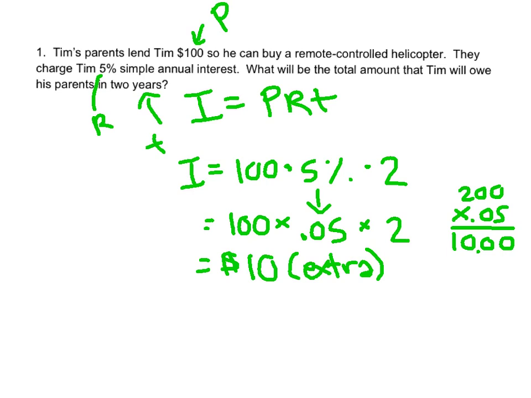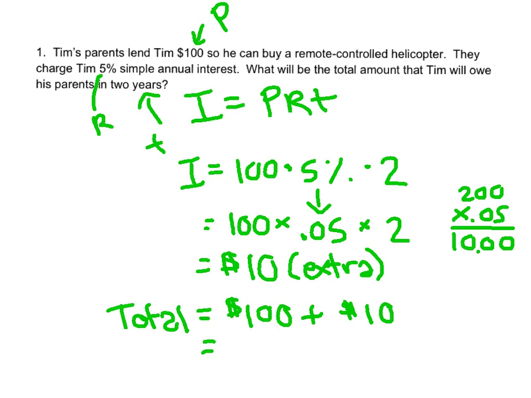But that doesn't answer the question of how much he will have to pay them total. So total, you'll have to rewrite a new equation, which will be the original amount, which is 100, plus the extra amount he has to pay, which is 10. So after borrowing for 2 years, Tim will have to pay his parents back $110. Go ahead and pause the video so you can copy this work down if you couldn't copy it along the way. Now we'll move on to our second practice problem.